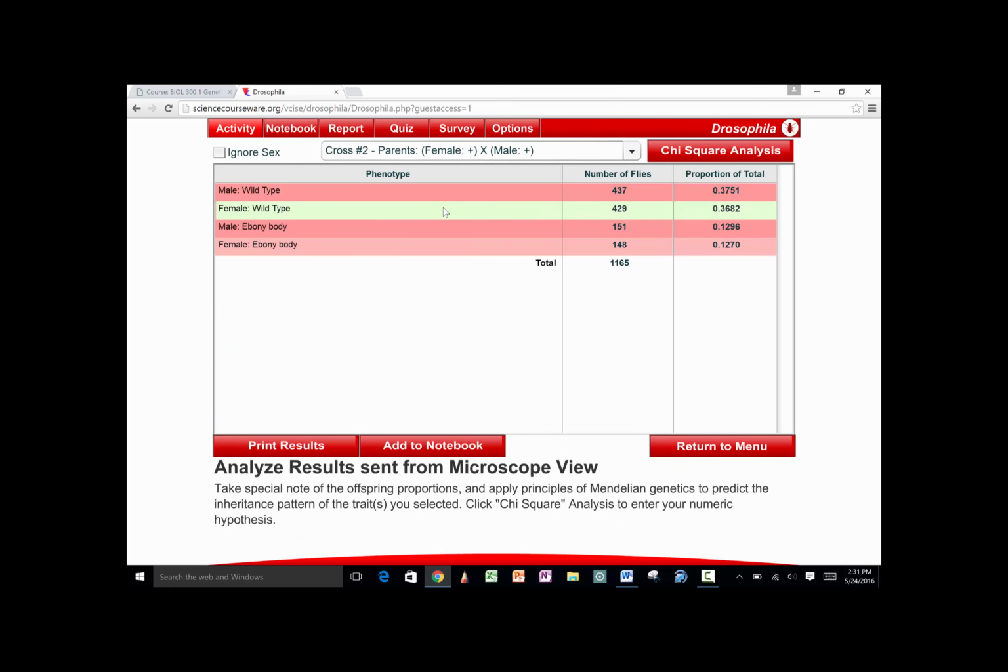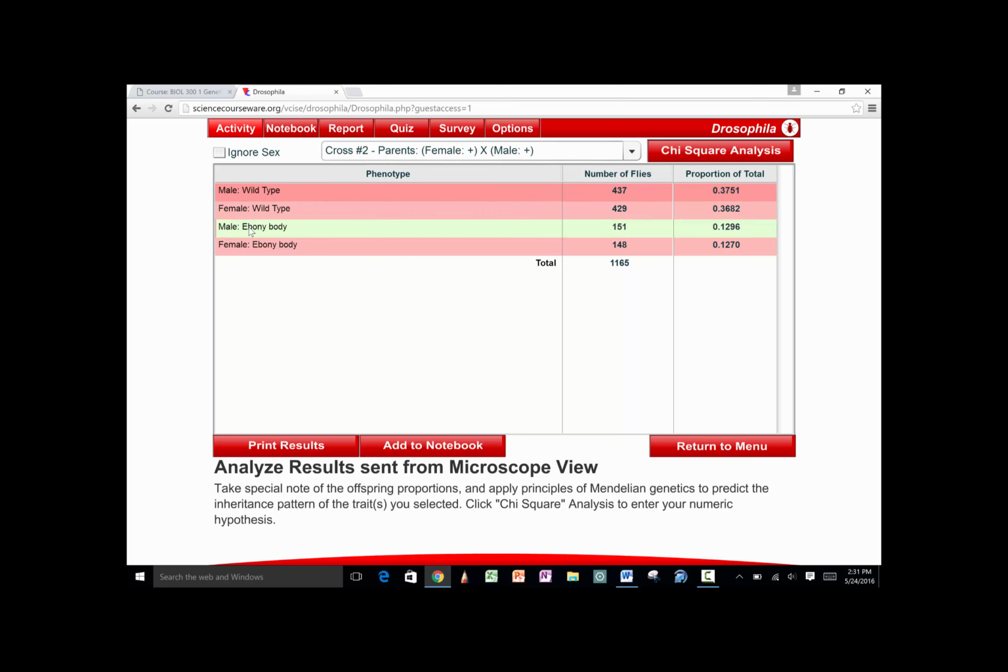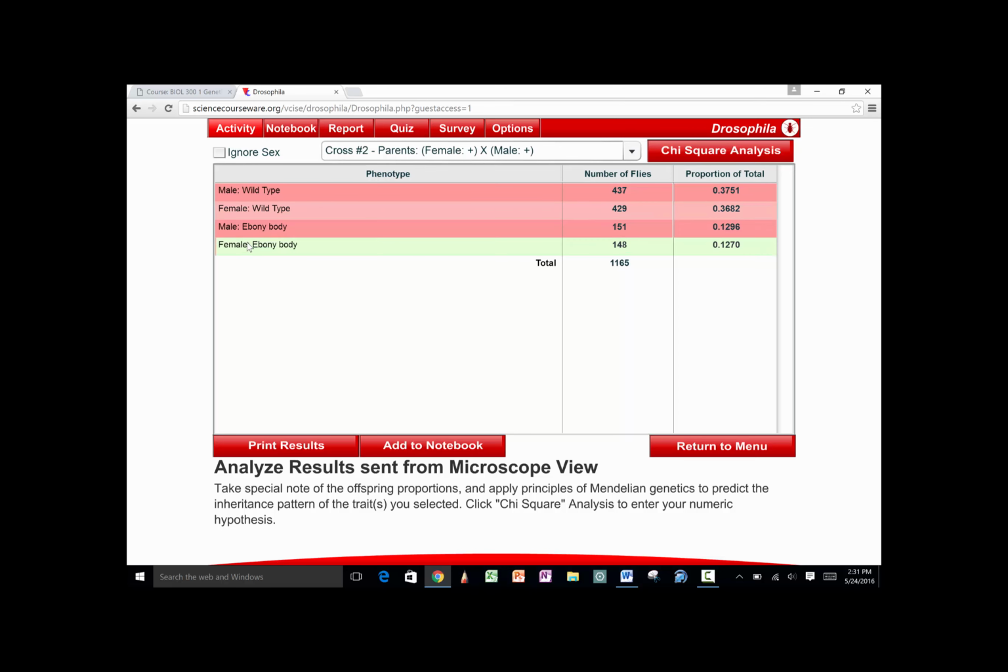Analyze the results. Because we know it's not sex-linked, or even sometimes the sex linkage, depending on how you set up the cross, doesn't show up to the second generation. So you still have to kind of keep an eye out for it. But notice here our males and females that are wild type are pretty much the same. And the males and females that are ebony are about the same. So we're not seeing a difference in sex linkage at this point.